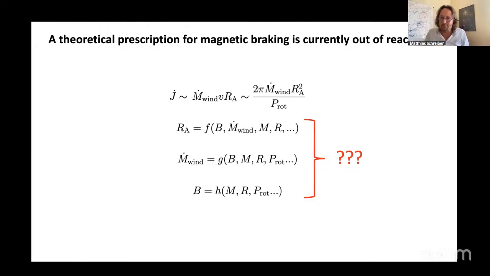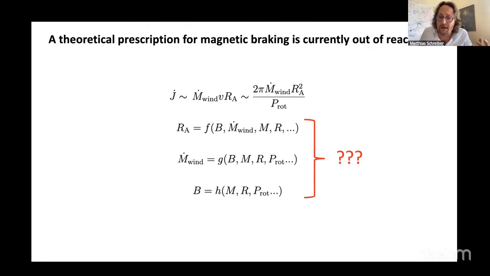However, the big problem is we do not even properly understand how magnetic fields are generated in stars. So if we start from the bottom equation here, we do not know how the magnetic field strength depends on mass, radius, or rotation rate of a star. It is not even clear what the main dynamo mechanism is.